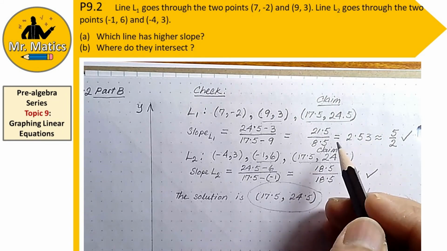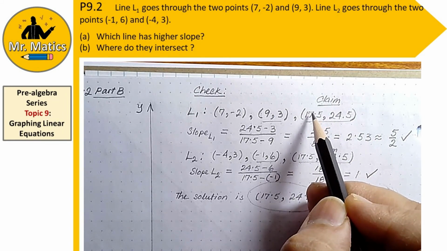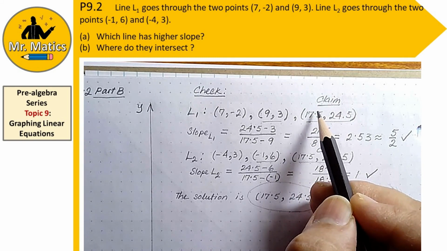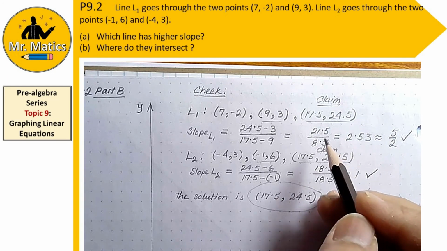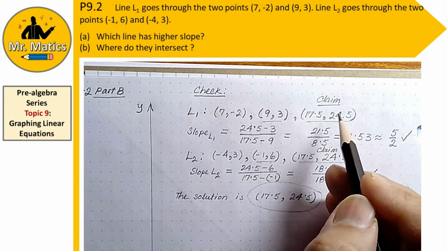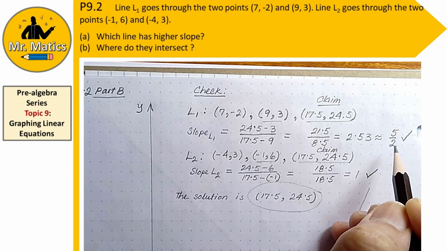Now, would you have been more accurate if the intersection point was 17.6? I think you would be more accurate. But I think 17.5 and 24.5 are good enough solutions because they're giving you very, very close slopes.